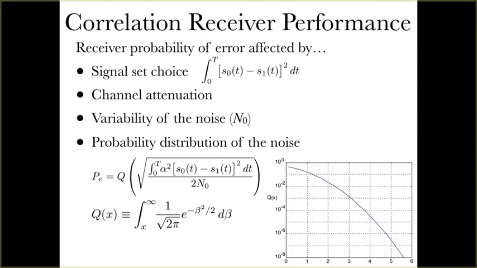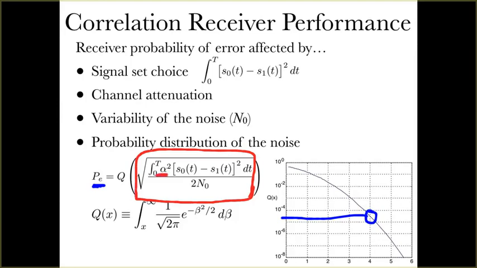So notice that Q of 4 turns out to be a value that's just about 3 times 10 to the minus 5, a very small number. Well, we want probabilities of error that are small, and it turns out this reflects how well the correlation receiver works. But let's look at this in more detail. The bigger the argument for Q, the smaller P_E is. We want a small P_E. We want this to be as big as possible.